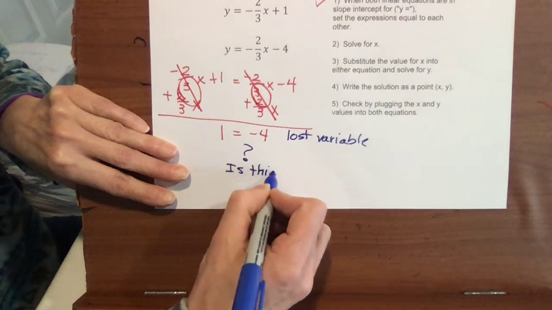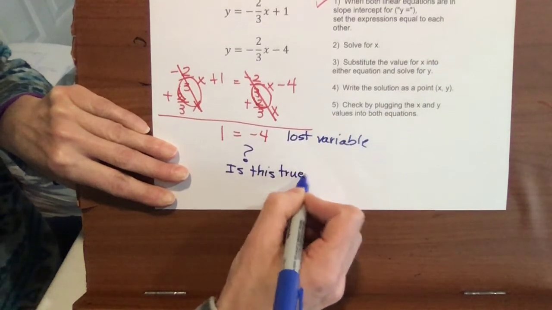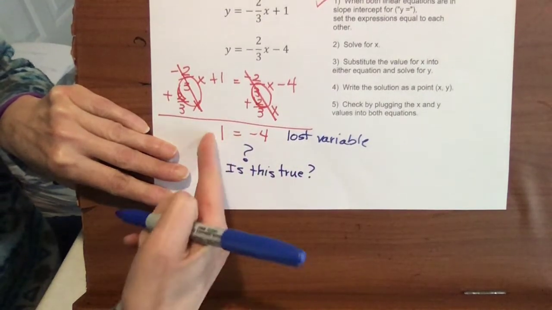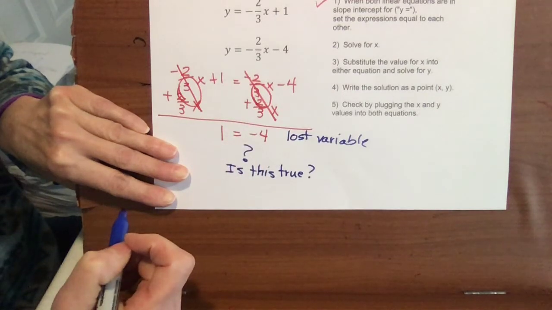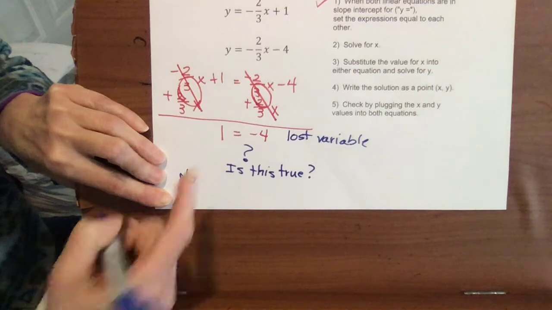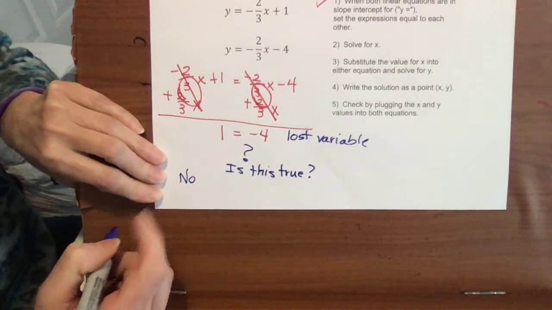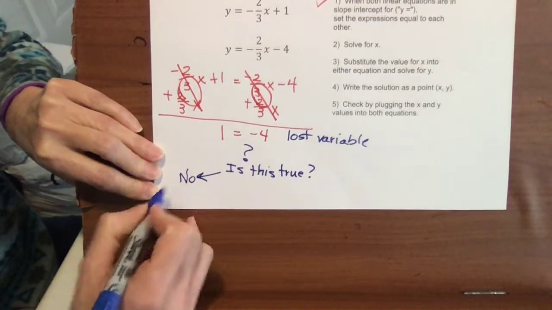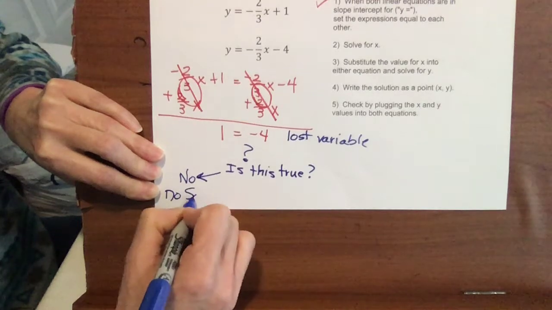And that's what you have to ask. Is this a true statement? Is 1 equal to negative 4? And the answer is no in this case. 1 is not equal to negative 4. So if the answer is no, there is no solution.